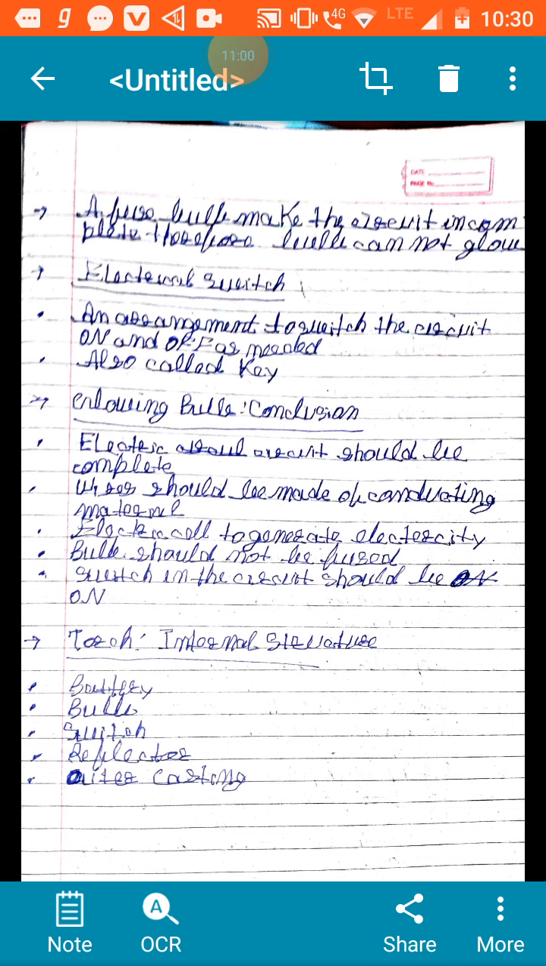Torch internal structure: a torch consists of a battery, bulb, switch, reflector, and a casing.